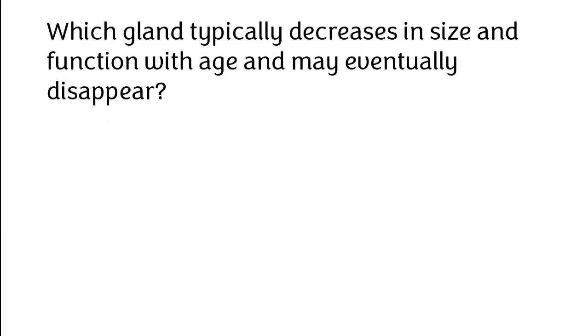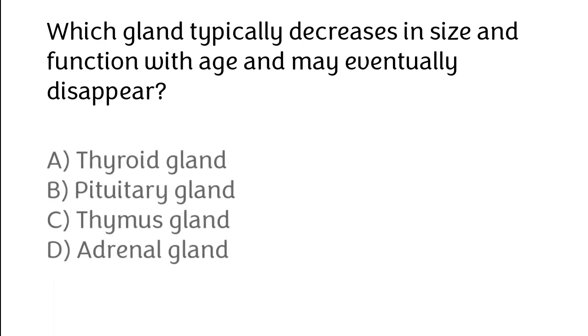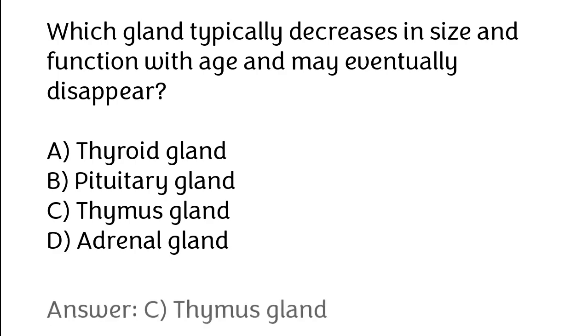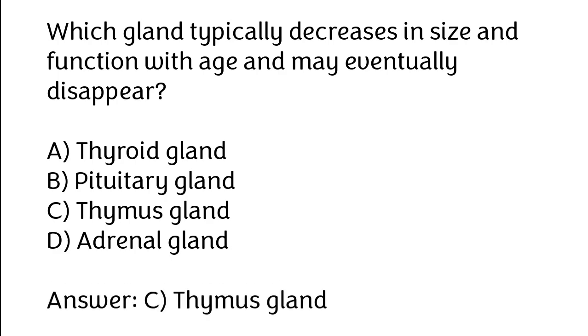Which gland typically decreases in size and function with age and may eventually disappear? Thyroid gland, pituitary gland, thymus gland, adrenal gland. The correct answer is option C, thymus gland.